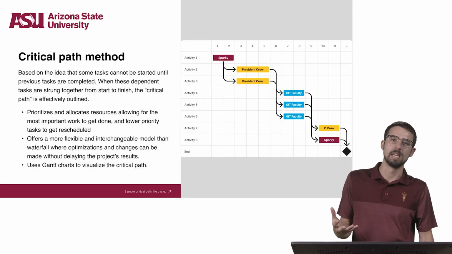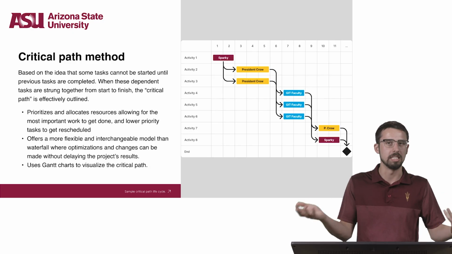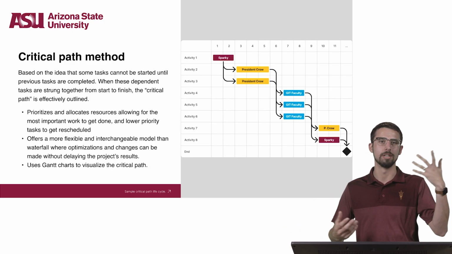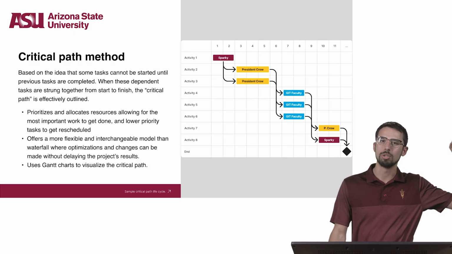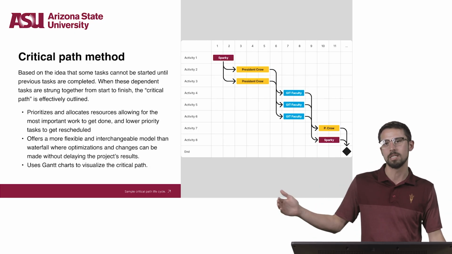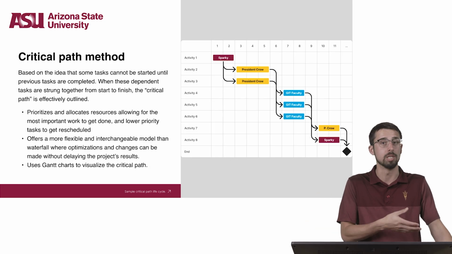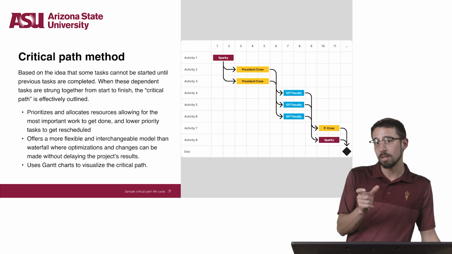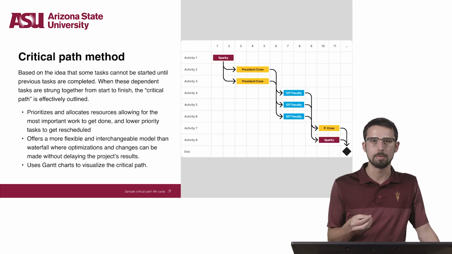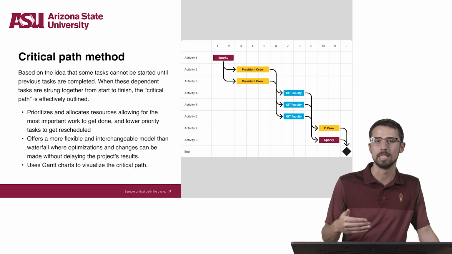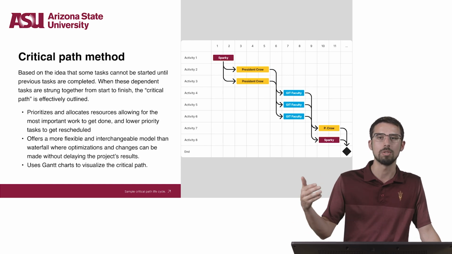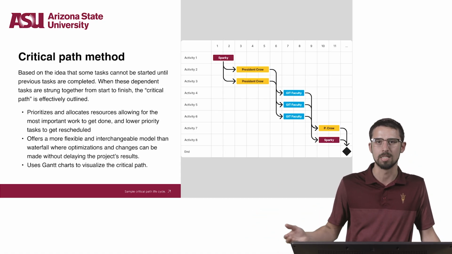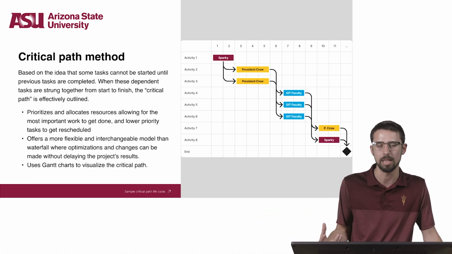The critical path method was developed in the 1950s based on the idea that there are some tasks that you really can't start until you finish the previous one. And when you string these dependent tasks together from start to finish, you plot out what's called your critical path. Identifying and focusing on this critical path allows project managers to prioritize and allocate resources to get the most important work done and reschedule any lower priority tasks that may be clogging up the team's bandwidth.